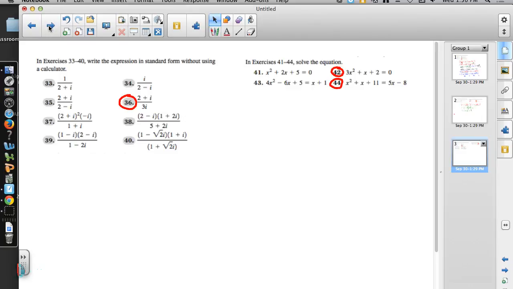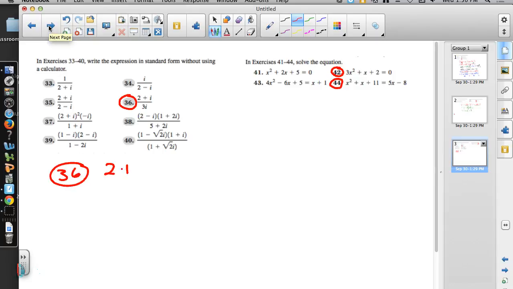Next one up is number 36. And this says write it in standard form without using a calculator. So the issue here is that we have that square root of negative 1 in the denominator. And what we want to do is multiply that by the conjugate. And whatever you do to the denominator, you need to do to the numerator.